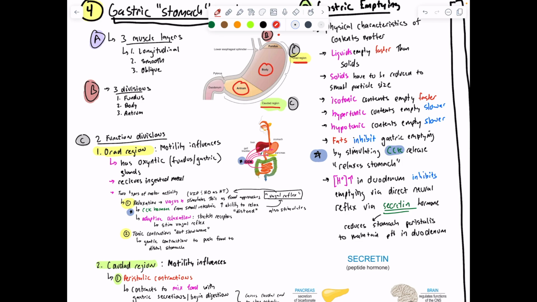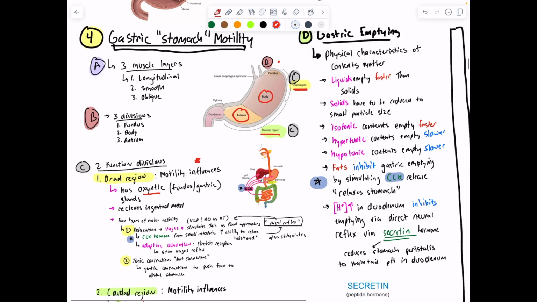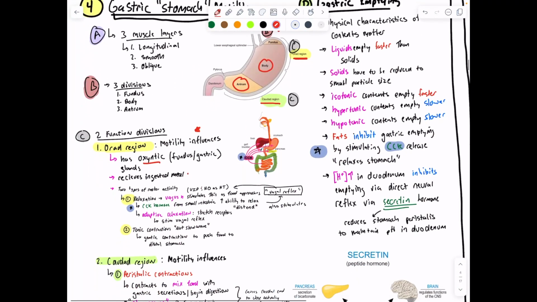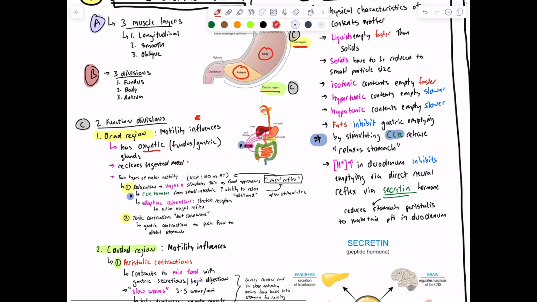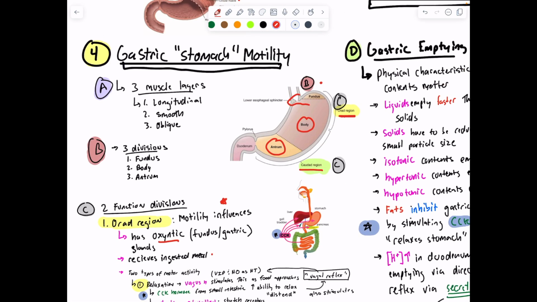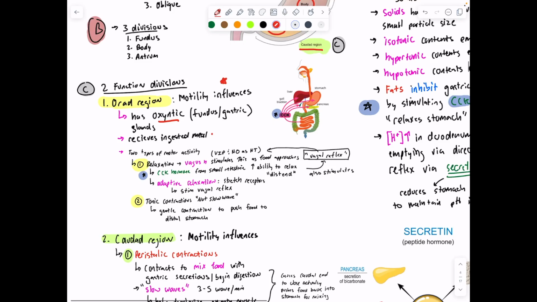The ORAD region is going to have a couple of different motility influences. In particular, it has the oxyntic, aka fundic, gastric glands, and this is the region that's going to receive the ingested meal. As we set up here, the lower esophageal sphincter gets relaxed through stimulation from the enteric nervous system releasing nitric oxide, and then the vagus nerve releasing VIP. But you can see that's adjacent to the ORAD region, so the ORAD region is also going to be affected, and it's going to relax as the vagus nerve stimulates this region as food approaches.